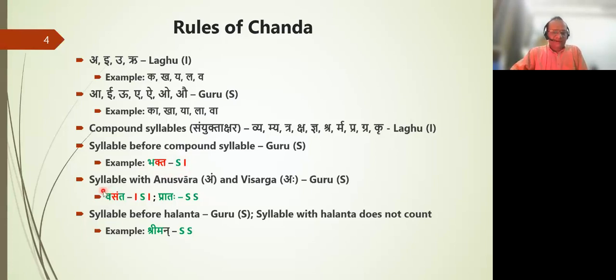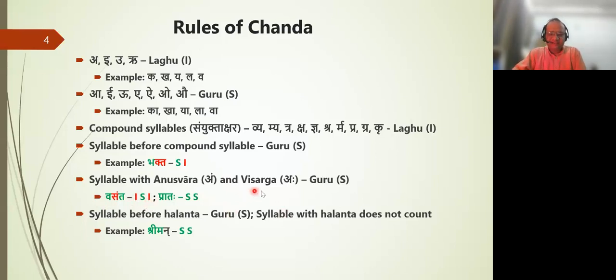Then our fifth rule is: a syllable with anuswar or visarga is guru. If you see any syllable with an anuswar, this dot, which in simple Hindi we call anki bindi, then it is a guru sound, like vasant. Va is a laghu sound, ta is also a laghu sound, and san is a guru sound. So that is why laghu, guru, laghu.